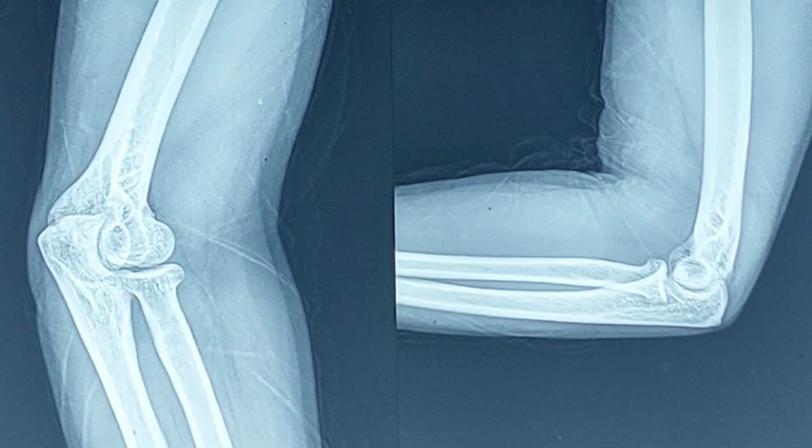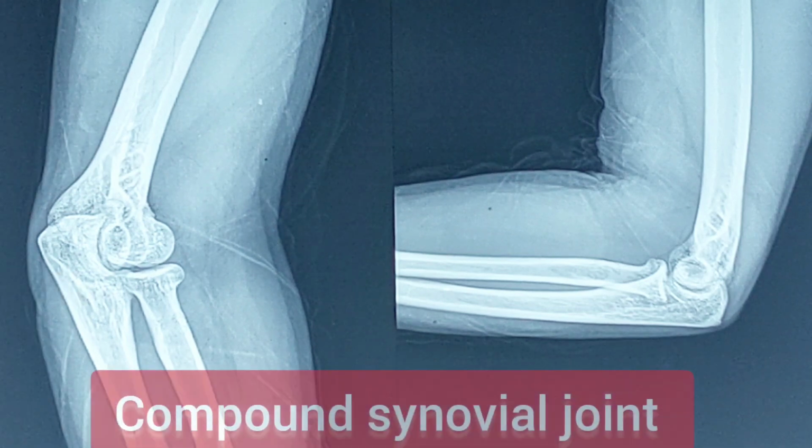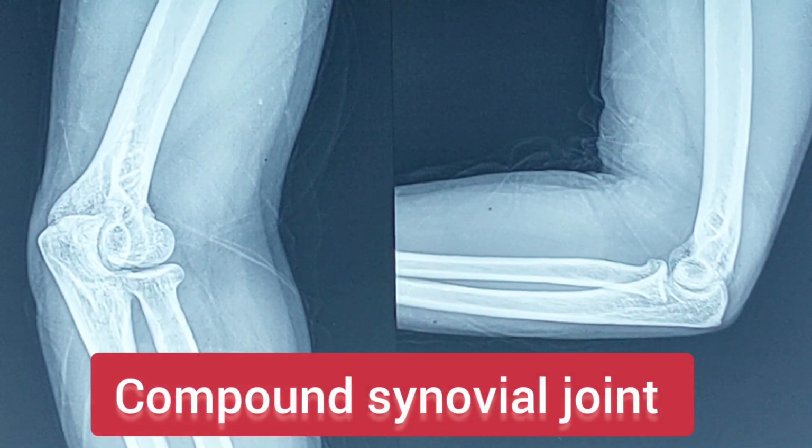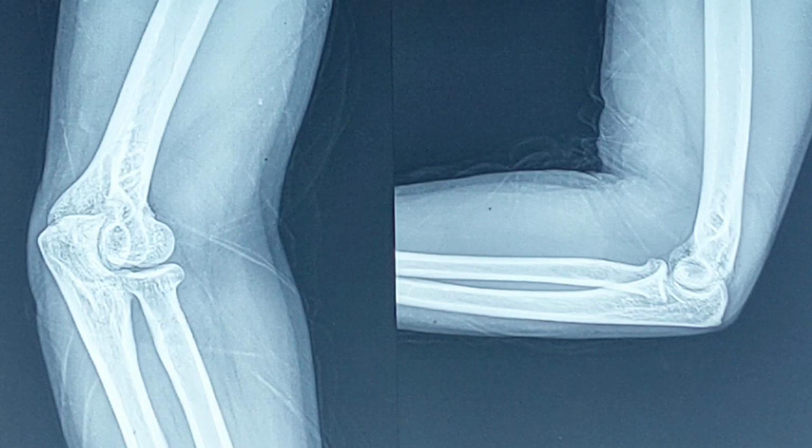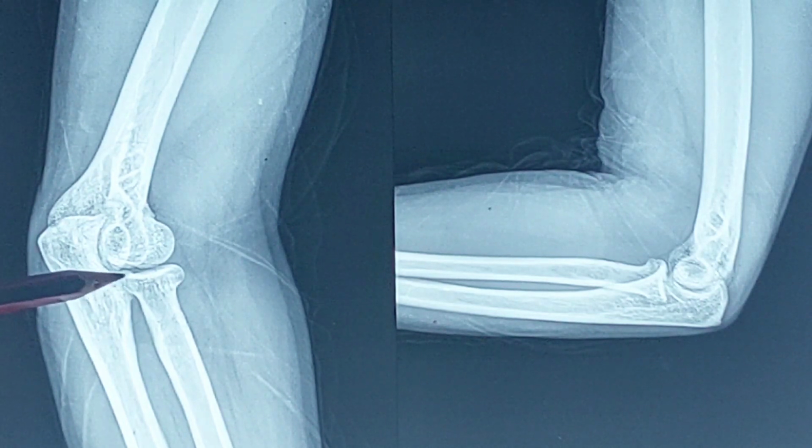So this joint is formed by three bones, so it is an example of a compound joint. A compound joint means when a joint is formed by more than two bones. So here the bones are radius, ulna and humerus, so three bones. But here another joint is also seen.